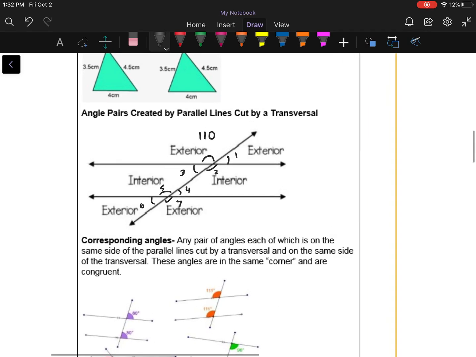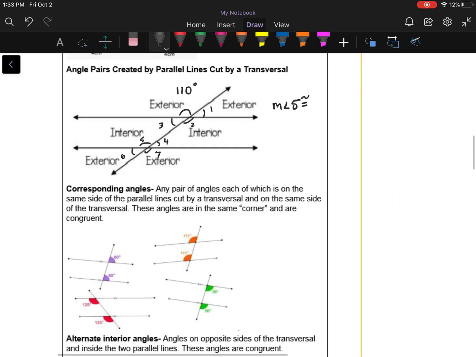Now, if you know all the shortcuts, all the theorems, finding a different angle is much easier. So if I gave you the question, the measure of this angle is 110 degrees, find the measure of angle 5, we'll be able to do that based off of those angles being in corresponding position, which is what we're going to talk about.